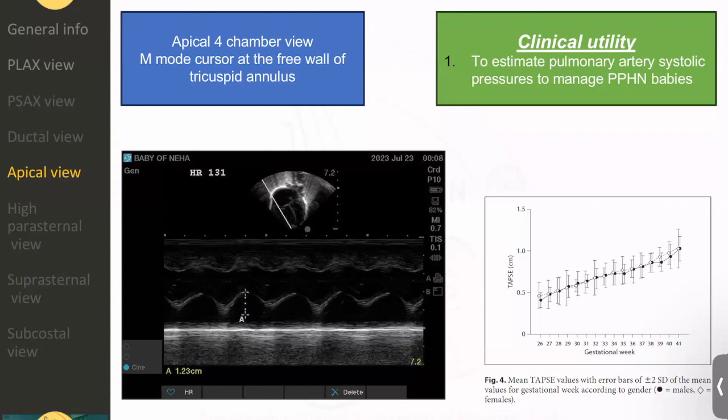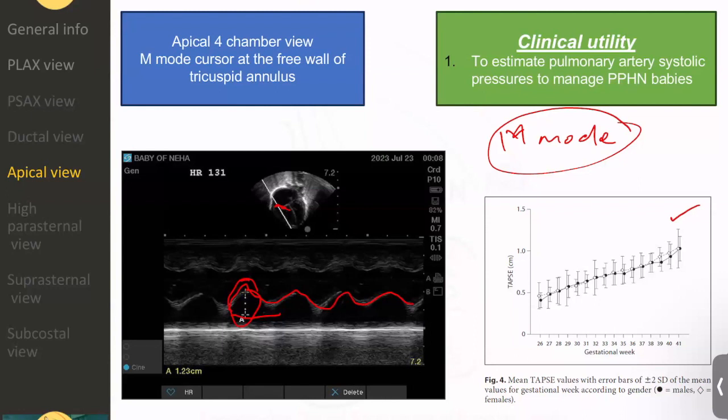This is done with the help of M mode. You put the M mode on the free wall of the right ventricle, where the tricuspid valve is originating, and then you see this kind of wave. From the baseline you measure how much the excursion is, and people have values as per the gestational age. If you want to go into depth, you can easily do so. This is mainly just to sensitize you that this is one of the parameters. When we do a complete focused assessment for persistent pulmonary hypertension in a stepwise manner, TAPSE is one of the parameters.